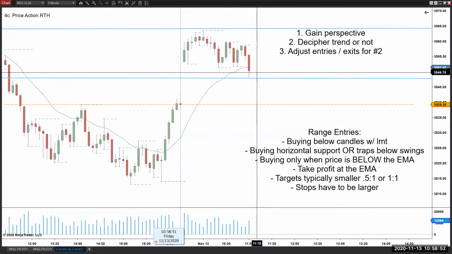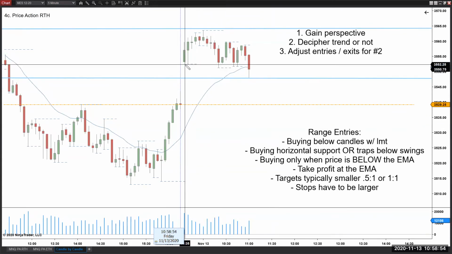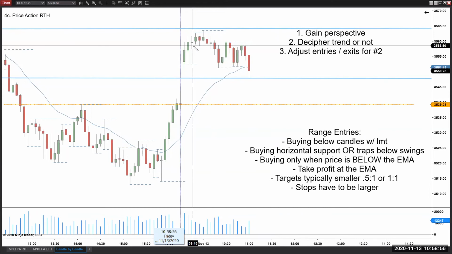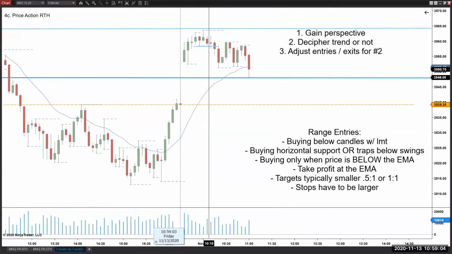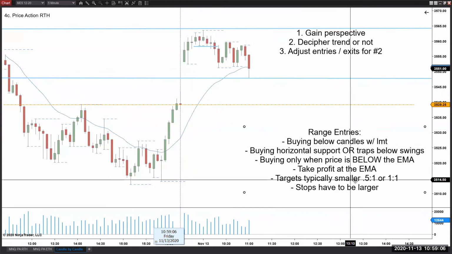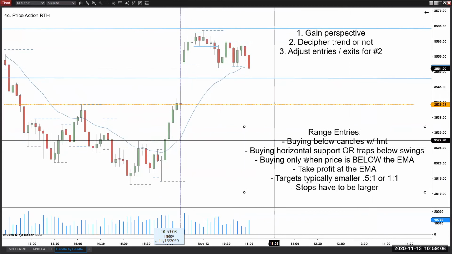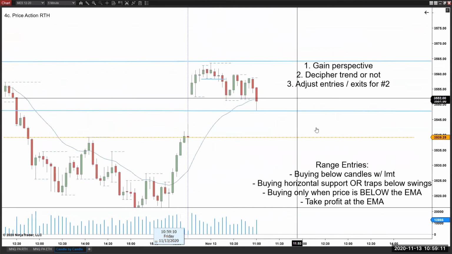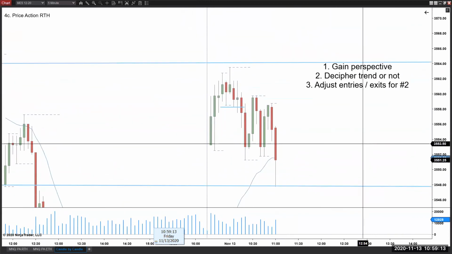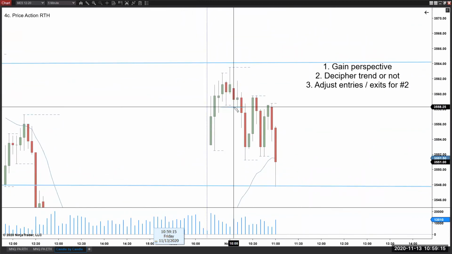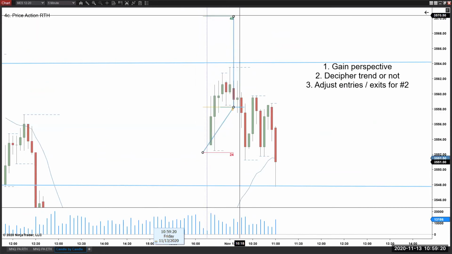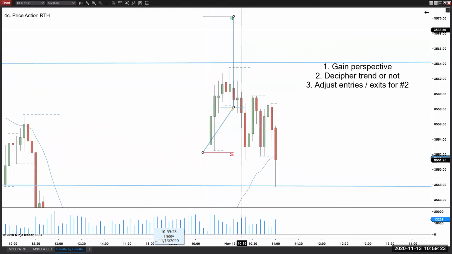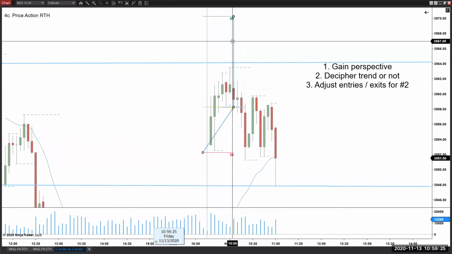So what does that tell us? Well, that tells us that if I want to be a buyer, I need to find locations to be a buyer. Here's an obvious swing low. With that little swing low under there, that tells me that I could be a buyer here. What do I expect from buying down here? Typically smaller targets, 0.5 to 1 or 1 to 1, scalps. If I'm buying here and my stop has to go below the lows, I'm not going to expect a 2 to 1. That's dumb. That doesn't make any sense.